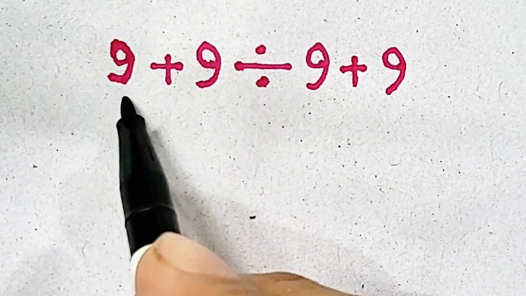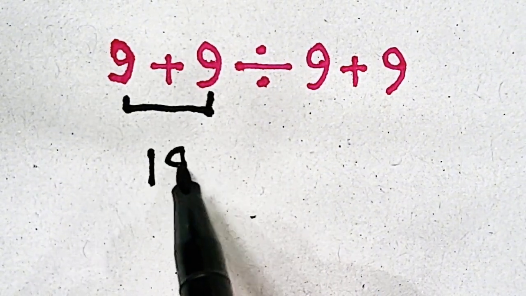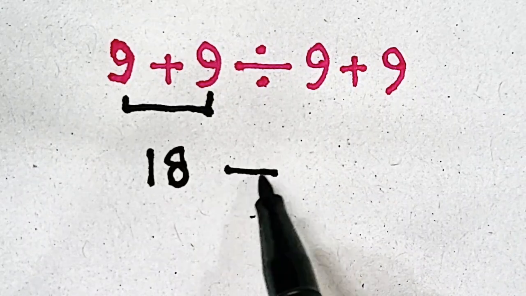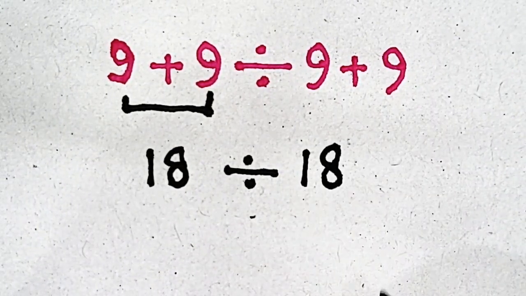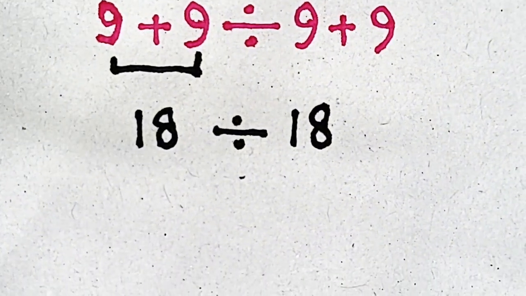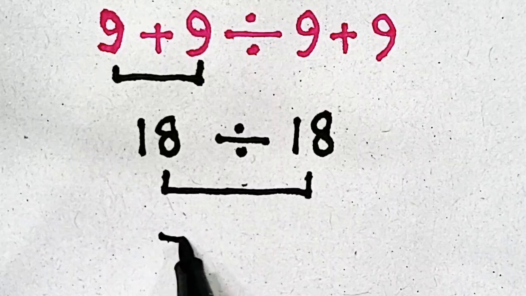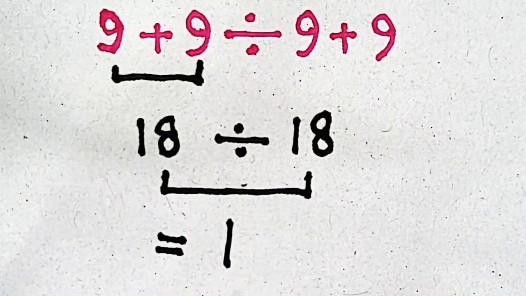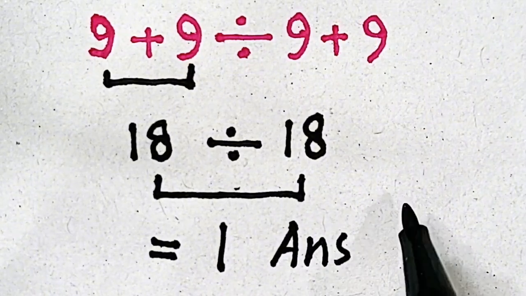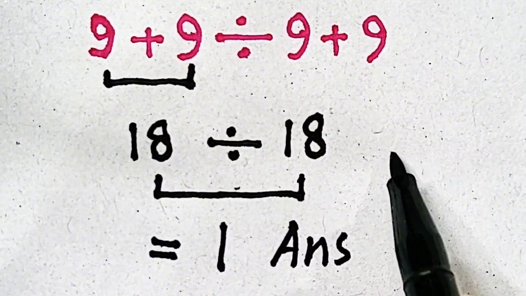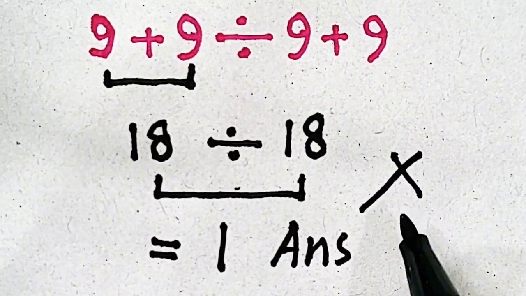If we see it, 9 plus 9 will be equal to 18. And here is divided by 9 plus 9. It is also equal to 18. So 18 divided by 18 will be equal to 1. Hence, 1 will be our answer. But this method is wrong because we have not followed the order of operation.